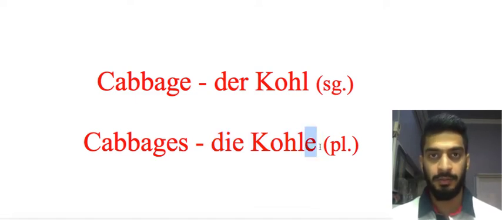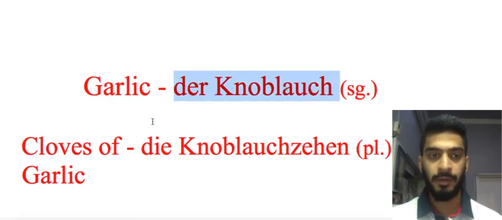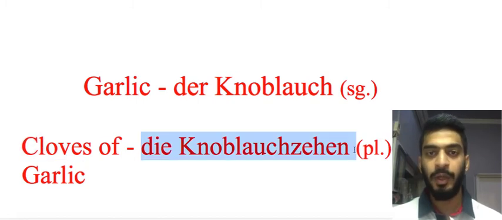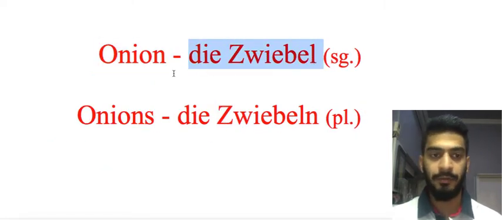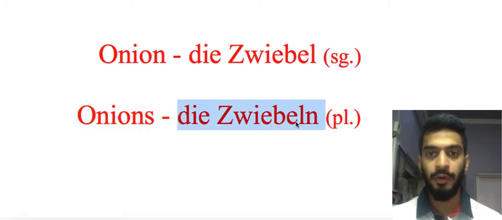The Kohle. Garlic, der Knoblauch, singular form. Cloves of garlic, plural. The Knoblauchzehen, plural form. Onion, die Zwiebel, singular form. Onions, die Zwiebeln, plural form. We have extra N at the last position.